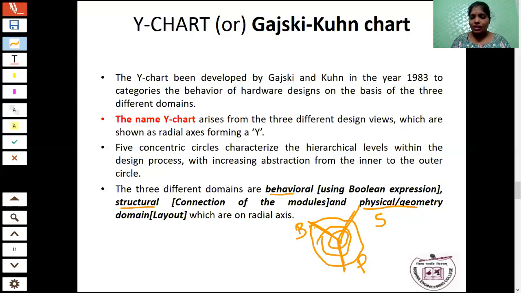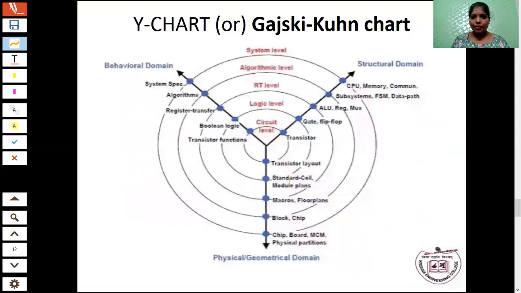Each concentric circle characterizes an abstraction level. Generally the abstraction is increased from inner to outer. So compared to the inner, in the 5 concentric circles the abstraction level is increased from inner to outer circle. When you go outer, that means you will get more detailed information. Next we are going to see the diagram of the Y chart.